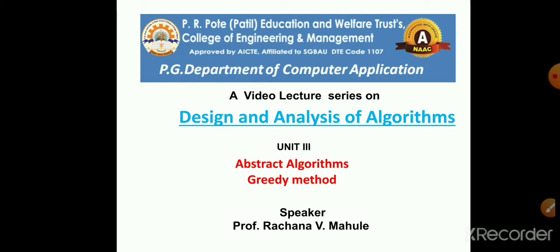In the last lecture we learned about one of the greedy methods, Prim's algorithm, which is used for finding the minimum spanning tree. Today we are going to learn about Kruskal's algorithm. That algorithm is again one of the most widely used greedy algorithms, which is again used to find the minimum cost spanning tree. So let's start with the discussion of Kruskal's algorithm.